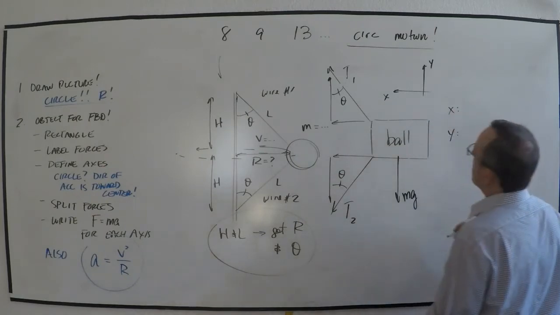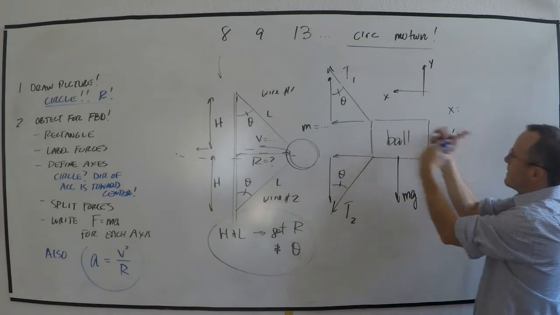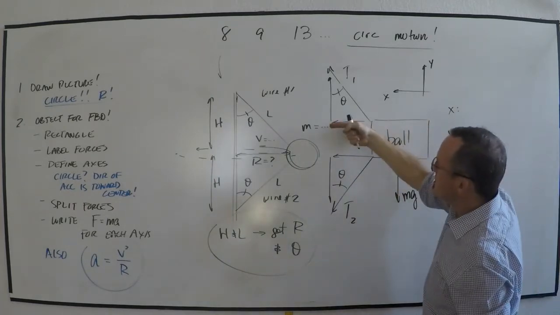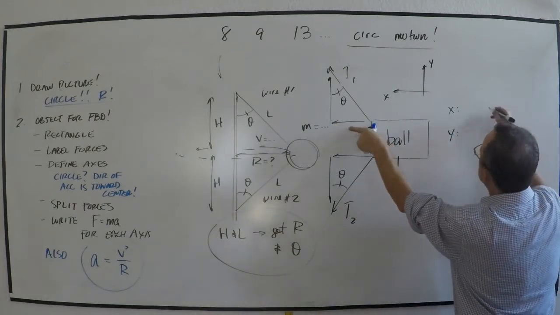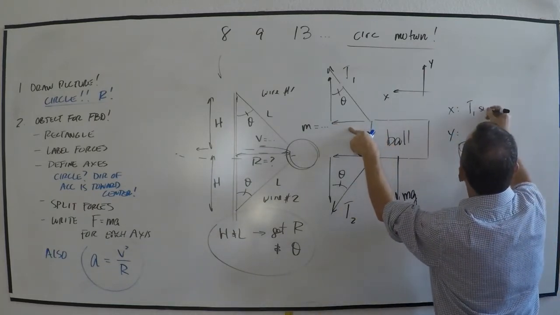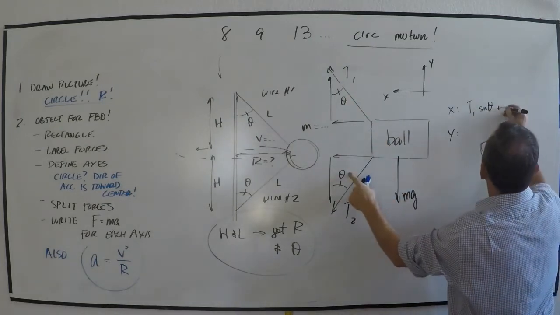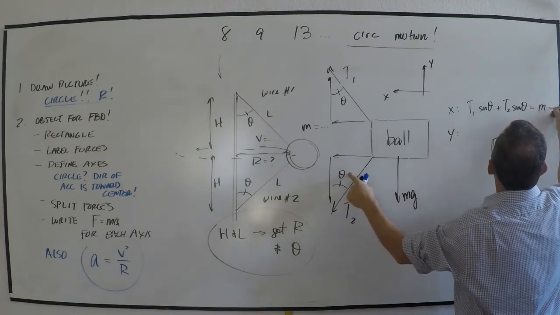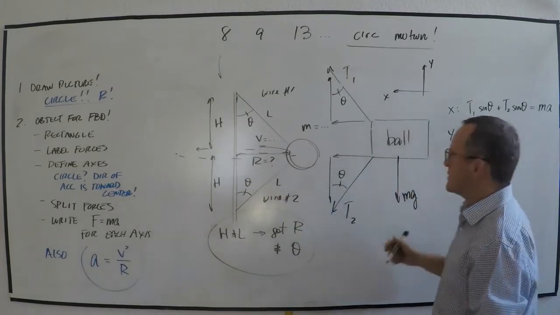X equation, Y equation. What is X equation? Everything this way is positive, everything over here is negative, but there's nothing over here. So I have this pulling positive, this pulling positive. What is this guy? It is T1 sine theta, because it's opposite the angle. And this one is T2 sine theta. And those equal ma, because that is the direction of acceleration.